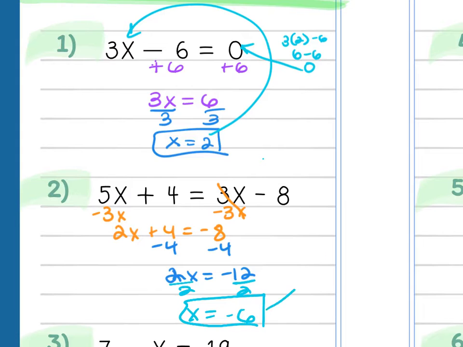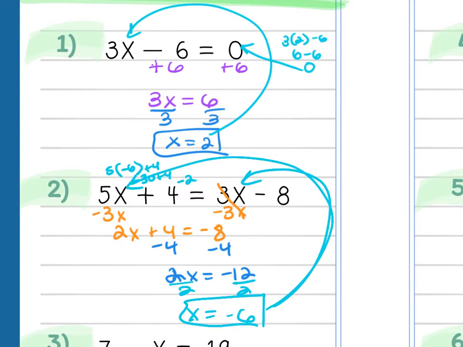And again, with extra time, we can plug them back in to check. This would be 5 times negative 6 plus 4, negative 30 plus 4, which is negative 26. And on the right-hand side, 3 times negative 6 minus 8, negative 18 minus 8, which is negative 26. And negative 26 equals negative 26. So I know I did that correctly.